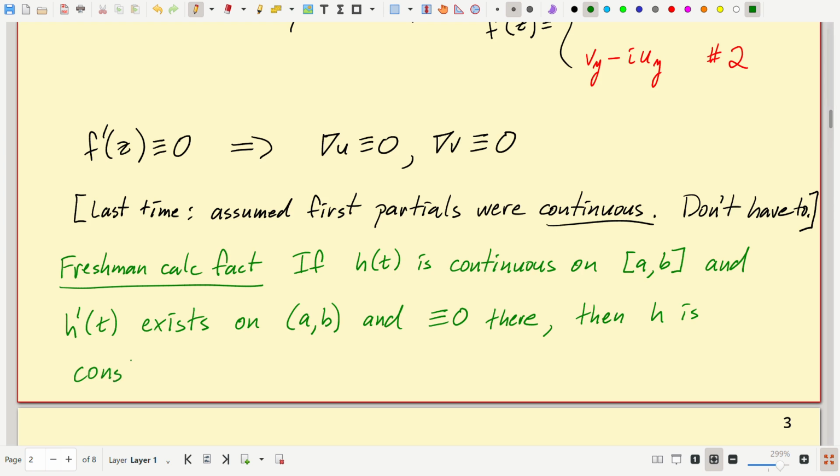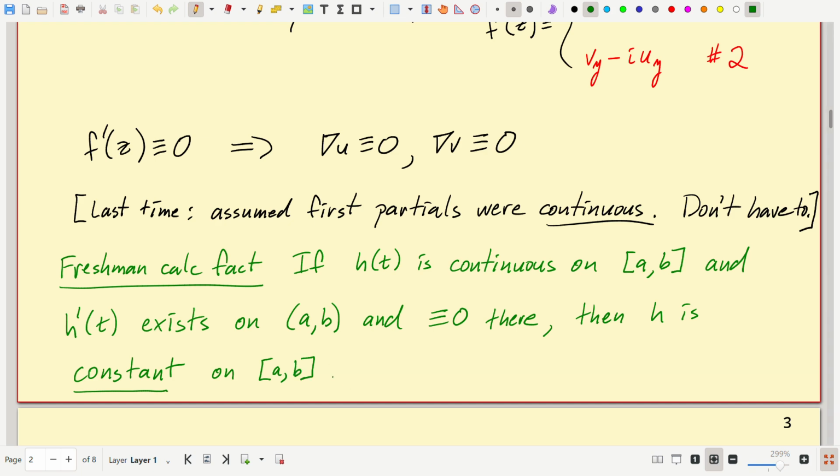When I teach that in freshman calculus, they're not terribly impressed, because that means when your speed is 0, you're not going anywhere. Everybody believes that. But from a philosophical point, if you believe that, you better be able to explain why you believe that. And that was the beginning of advanced thinking in math. Then h is constant. In fact, because of continuity up to the endpoints, it's constant on the closed interval.